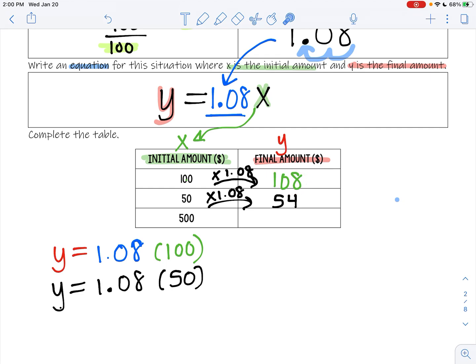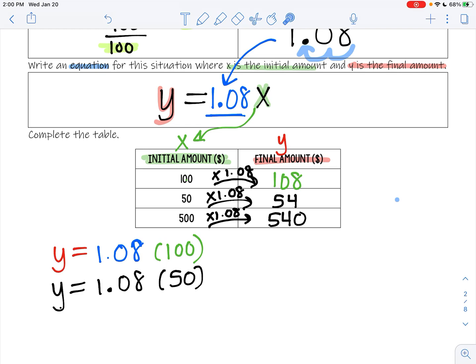And then lastly, if I have $500, we find the same pattern. We can multiply by 1.08, and 500 times 1.08 would be 540, which means if I start with $500 in my account and I increase it by 8%, I would have $540 left in that account.